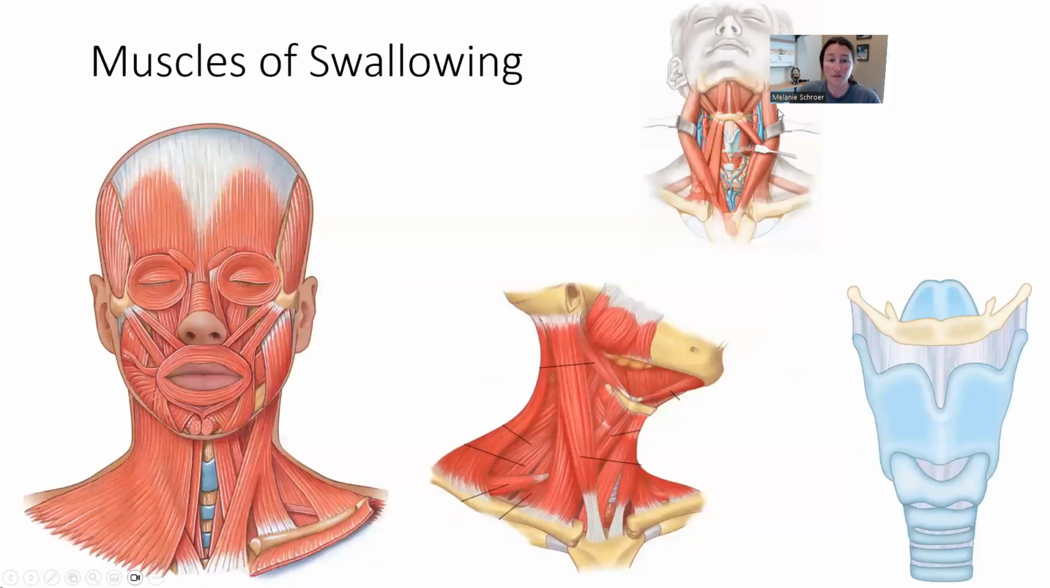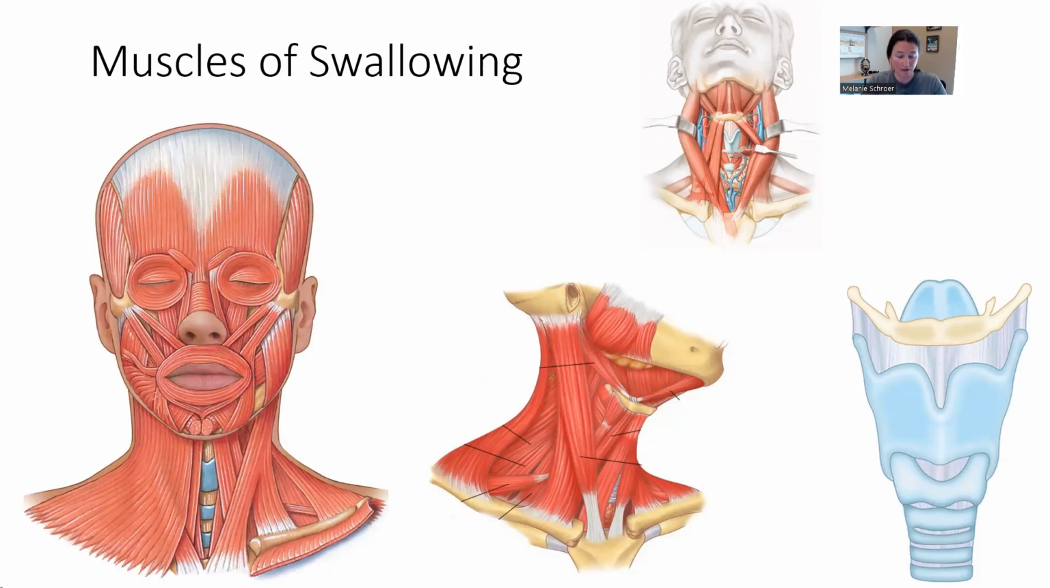So the muscles of swallowing. The first one actually is one that we've seen before in part one. And that muscle is this one right here. If you remember, this is called the digastric. So there are two bellies of this muscle, the digastric. And the digastric is important in depressing the mandible as well. Okay? So that's part of the swallowing reflex.